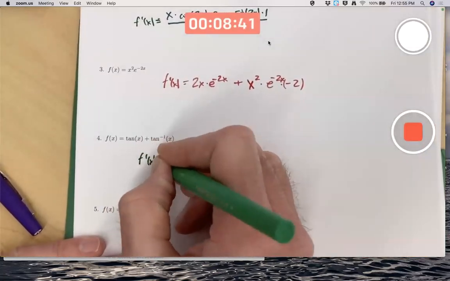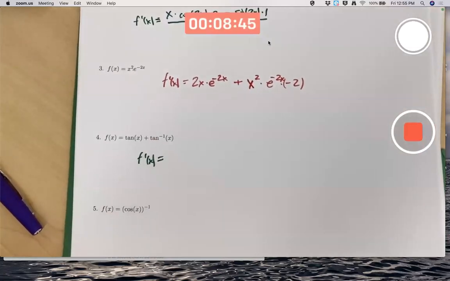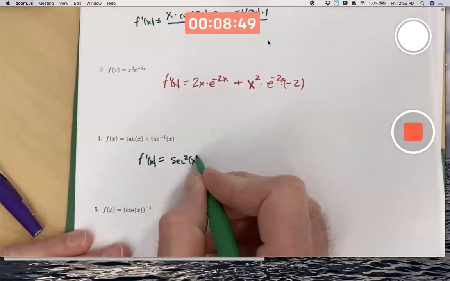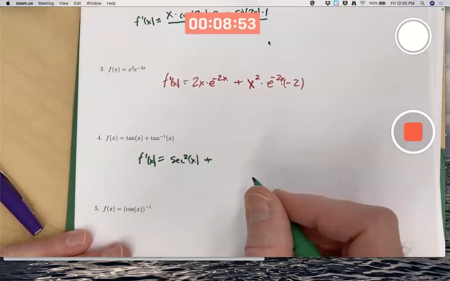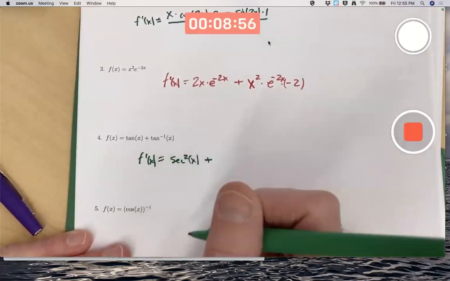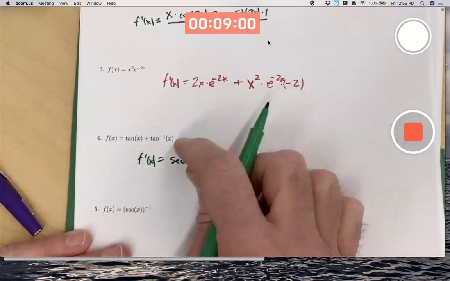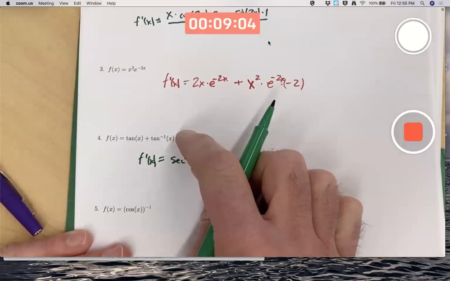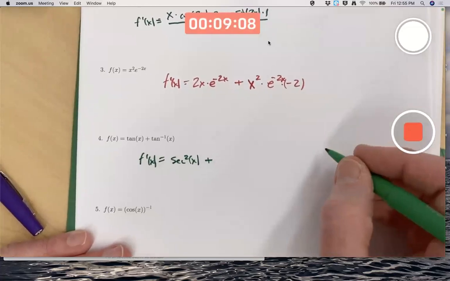These are memorized derivatives, so if you didn't remember them, then you had trouble with this one. The derivative of tangent is secant squared. And the derivative of inverse tangent is not the derivative of the reciprocal of tangent. It's not the derivative of 1 divided by tangent, because that's not what this function is. That's not what this standard notation means. It means the inverse function.